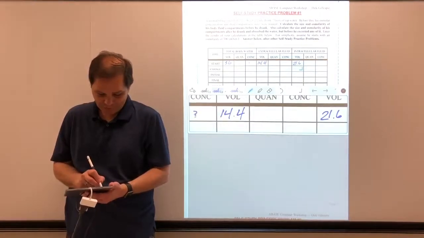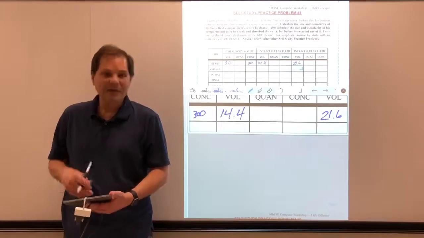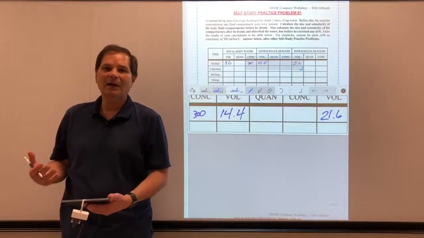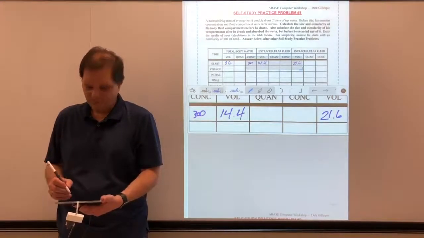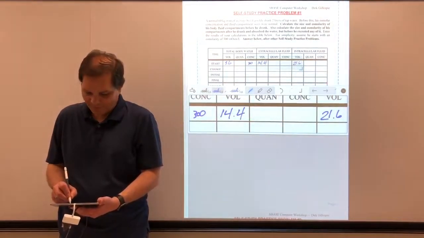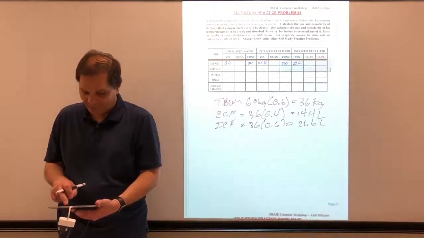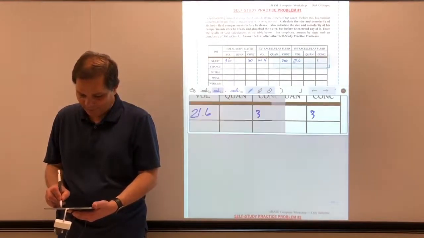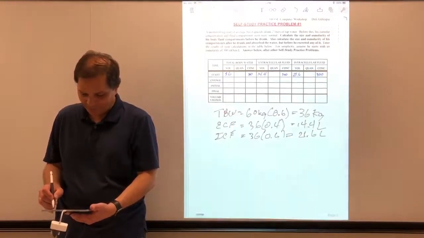So having done that, we know that the concentration in milliosmoles per liter is 300, because that's what we're considering to be normal. And because the osmolarity is the same in all the fluid compartments, we say that it's 300 in the intracellular fluid and 300 in the extracellular fluid as well. So that's 300 and 300.